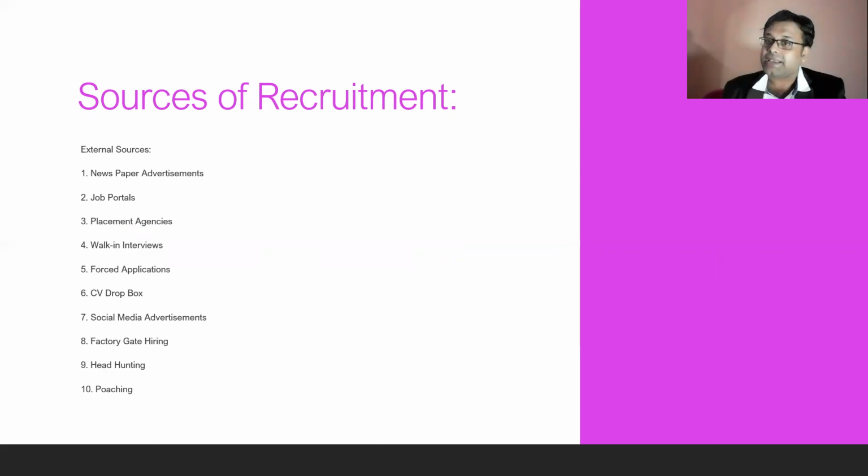Job portal. Job portal example, Naukri.com, monsterindia.com, okay, timesjob.com. So these are all job portals. We can give advertisement there. So the companies used to give advertisement there in the job portal.